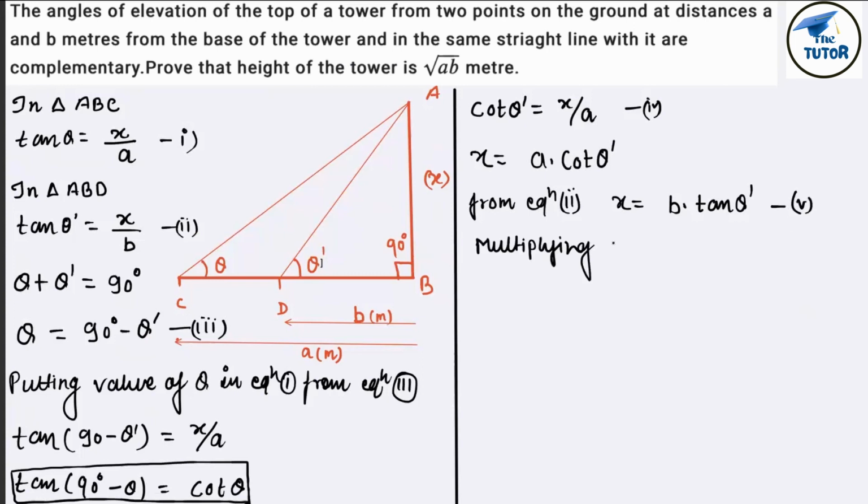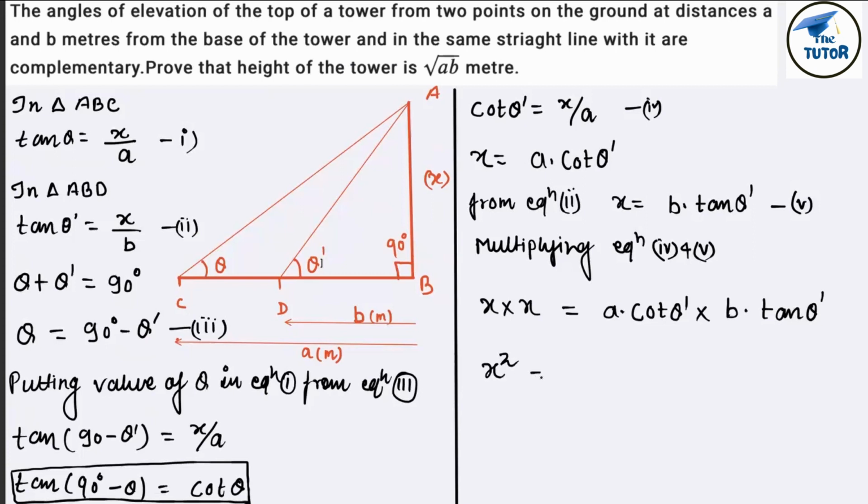Now multiplying equations 4 and 5, LHS to LHS and RHS to RHS. So x times x on the left-hand side equals A times cot theta dash on the right, times B times tan theta dash. Now this is x square equals A and B together, and tan theta dash times cot theta dash.